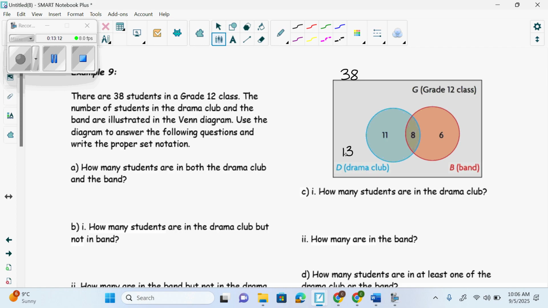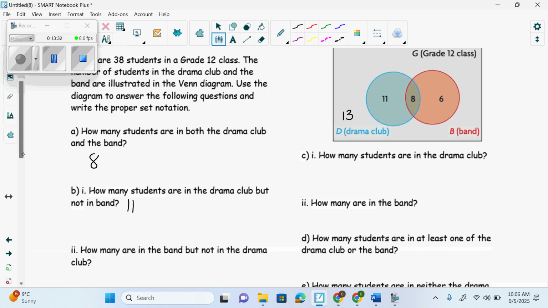So how many students are in both the drama club and the band? That's the eyeball, which is 8. How many students are in the drama club but not in band? That's a fancy way of saying drama club only, which is 11. Number 2 says how many are in band but not in the drama club. So band is this circle, but not the drama club. I'd cover this up so it's band only, which is 6.